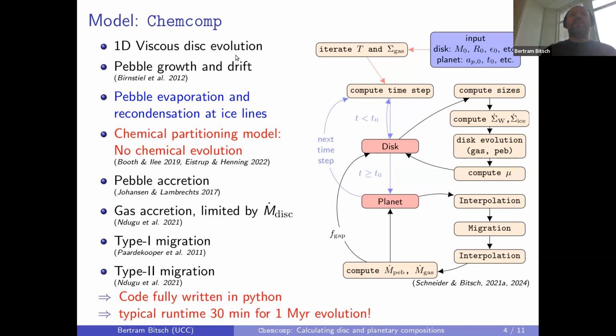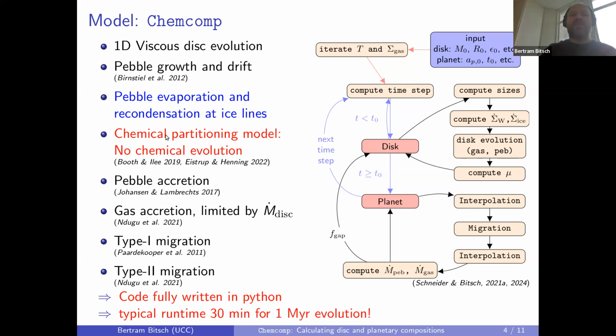We have a 1D viscous disk evolution model, so it's a radial grid. Inside of this grid, we have a pebble growth and drift model that is based on the Birnstiel 2012 work. The idea here is that we have small micrometer-sized dust grains. They can then grow by coagulation and drift. Additionally, what we built into the code is pebble evaporation and also recondensation at the ice lines. So when the pebbles cross evaporation fronts, they will evaporate and release their volatiles into the gas phase. At the same time, the vapor can diffuse outwards and recondense and make new pebbles at these evaporation fronts.